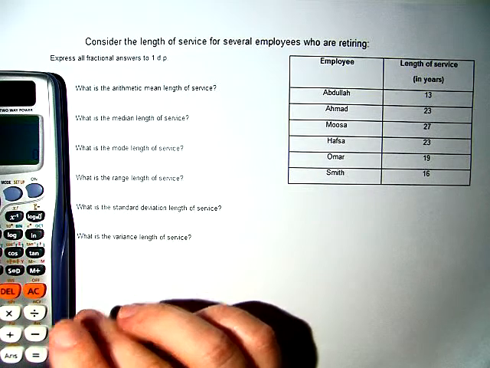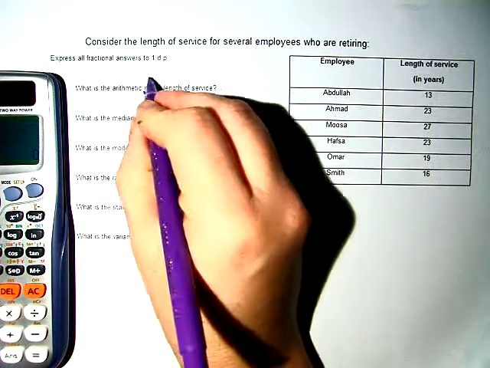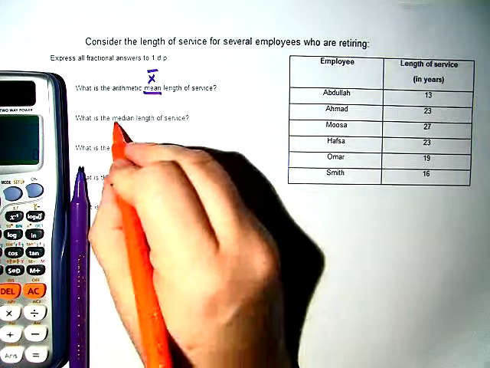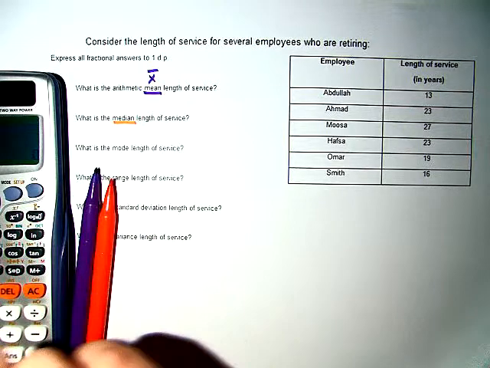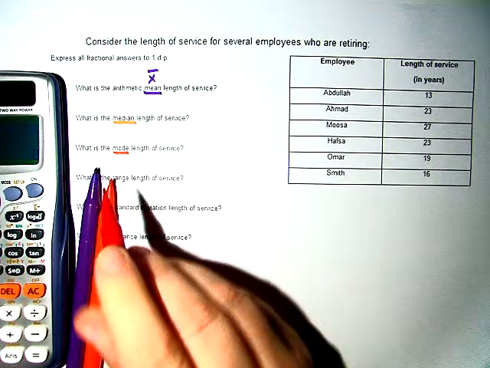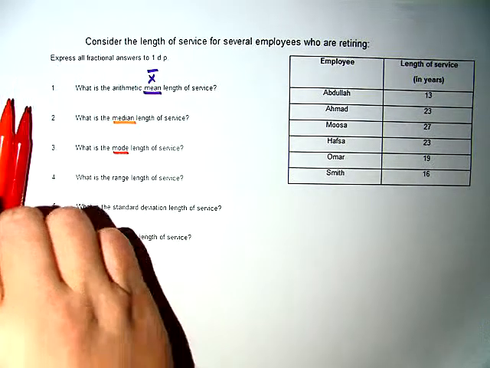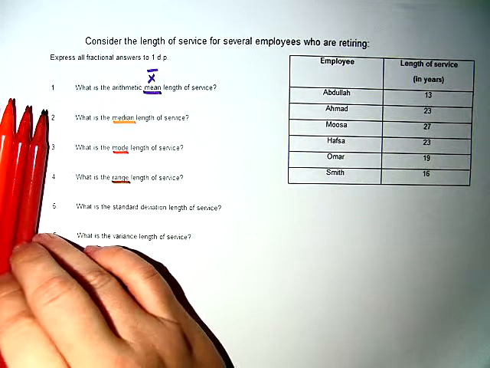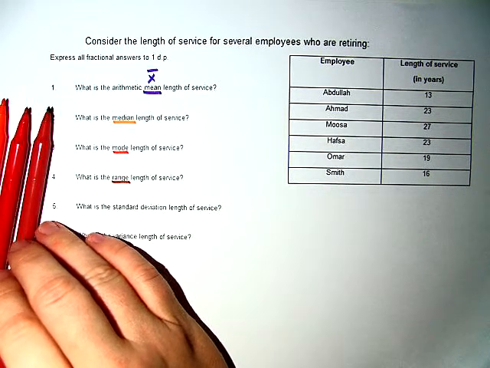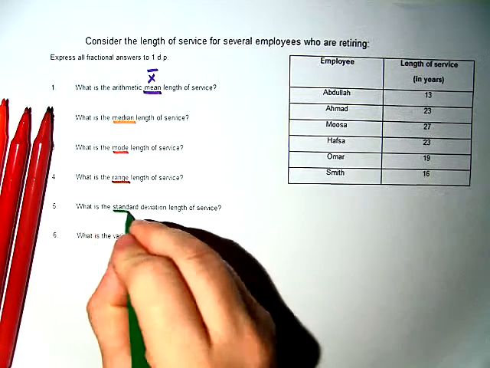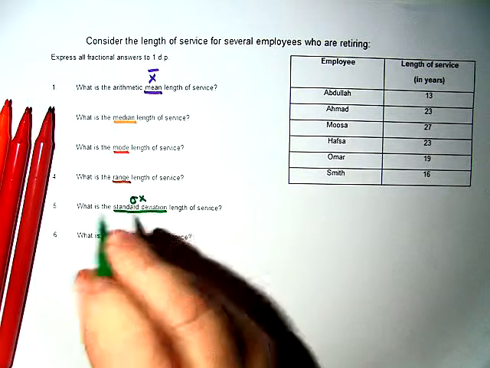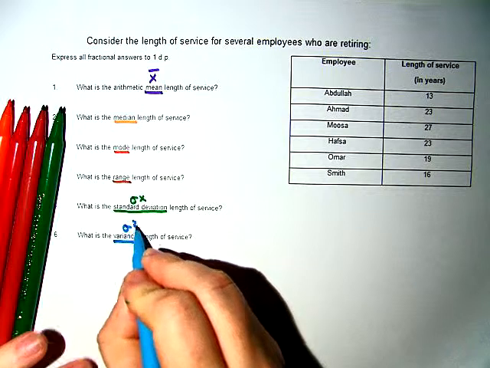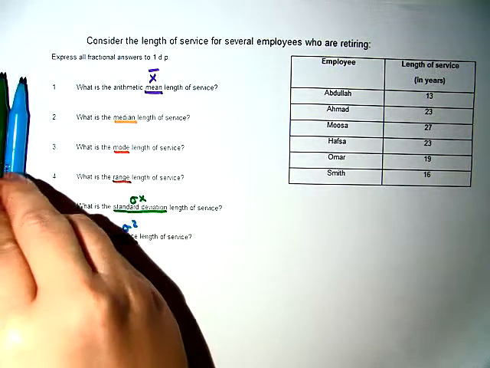What is the arithmetic mean? So they're asking for the x bar. What is the median? So they're asking for the middle number. What is the mode, or the most frequent? What is the range, the largest to the smallest? What is the standard deviation? Okay, so now they're going to be asking for sigma x. And what is the variance, or sigma squared? Okay, so we got a lot of information going on.